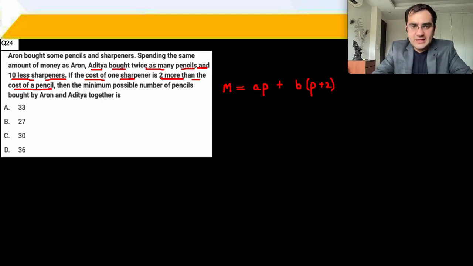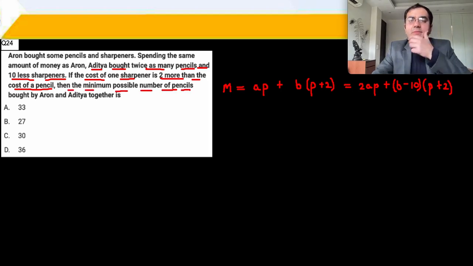Now, what did Aditya do? Twice as many pencils, same amount of money, M equal to double the pencils, price is P, and 10 less sharpeners, B minus 10. Sharpener price is P plus 2. Only one equation has been provided. Find minimum possible number of pencils bought by Aaron and Aditya together. Together is A plus 2A, 3A. Minimum value of 3A, and you have only one equation.